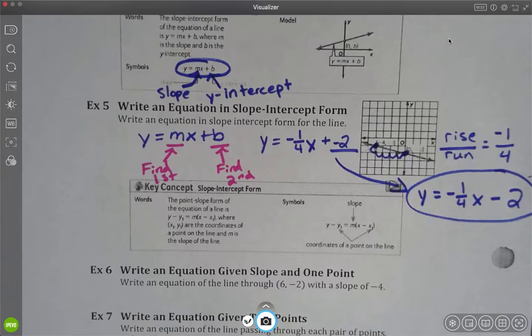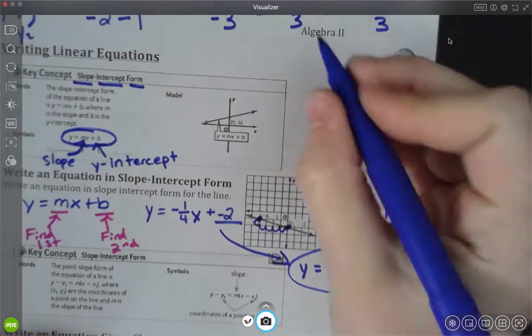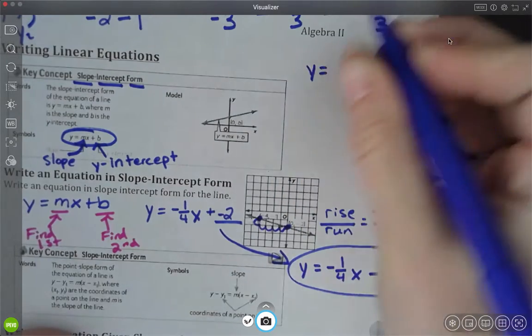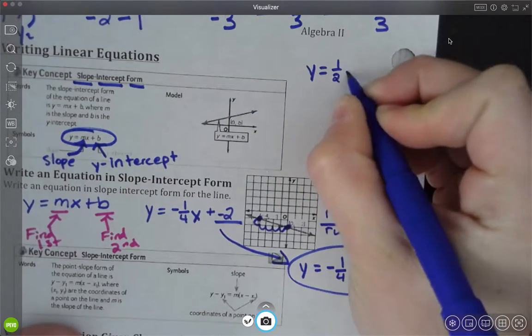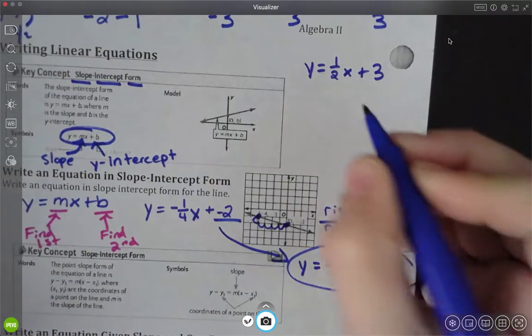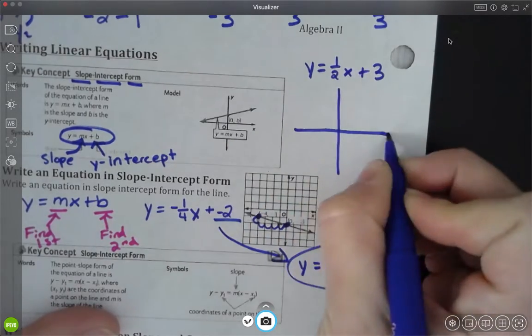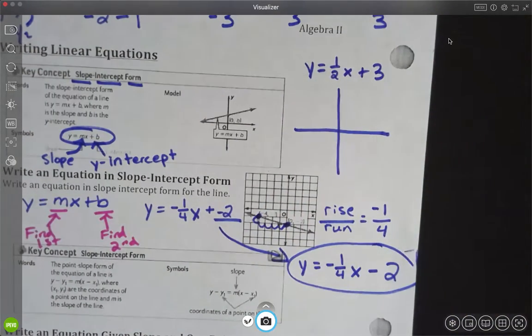Now, they don't have you go the opposite direction, but I'm going to have you go the opposite direction. Let's say I give you the equation, y equals, let's say 1/2 x plus 3. Do you know how to go from the equation to the graph? Where do you start here? You plop it on 3.